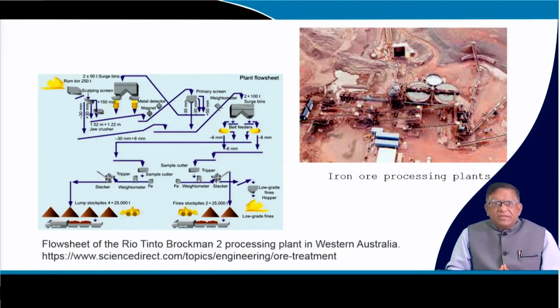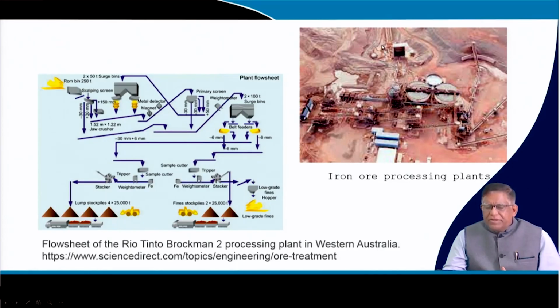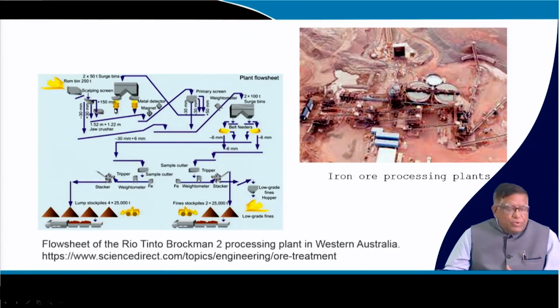Here are two figures that I have just copied from the net. One is a picture of an iron ore processing plant, where they openly keep the iron ore from the mines as it comes, it is crushed, then washed, then beneficiated to a certain extent. The other is a schematic diagram of how Rio Tinto, that big company, has its plant in Western Australia.